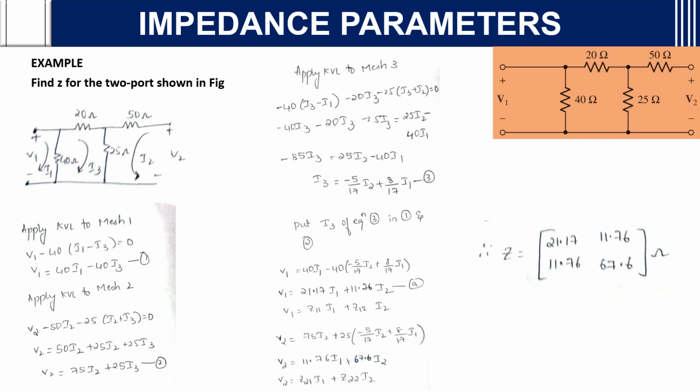You should know here KVL, KCL and the equations; you should remember the equations for the Z parameters. That's it. After that, if you do KVL and compare it with the equations, you will get Z11, Z12, Z21 and Z22.